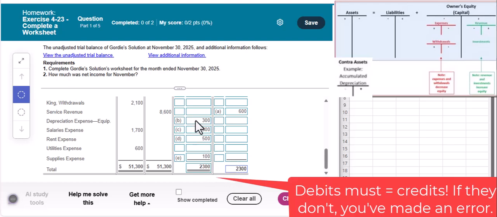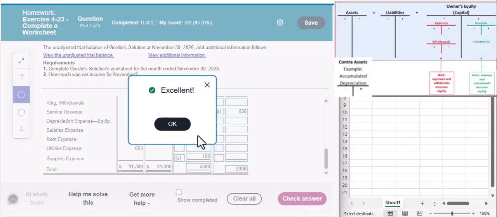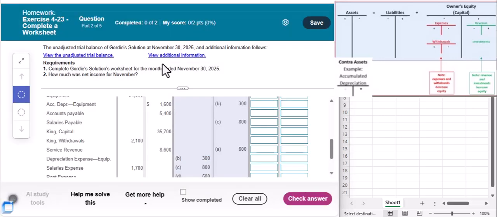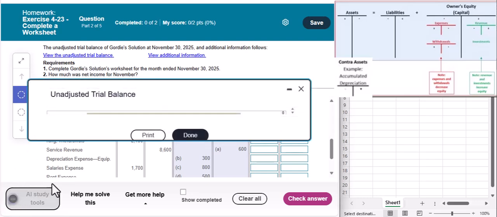And then we also have each of our adjustments labeled, so in case we needed to ever come back and troubleshoot, we have those there. And so let's go ahead and check our answer. Excellent. Okay. So now we don't need our adjustment data from the additional information table open anymore. Don't need the unadjusted trial balance open either. However, it is helpful to use as a tool.